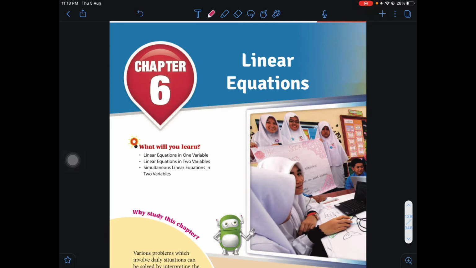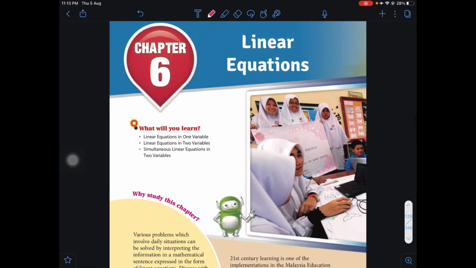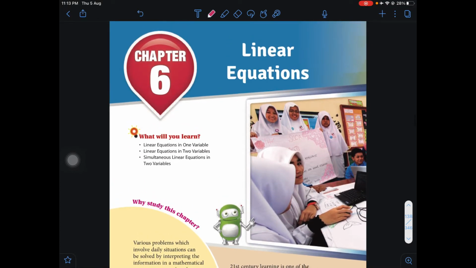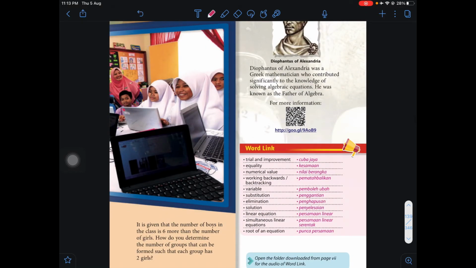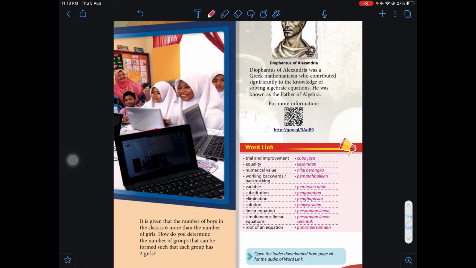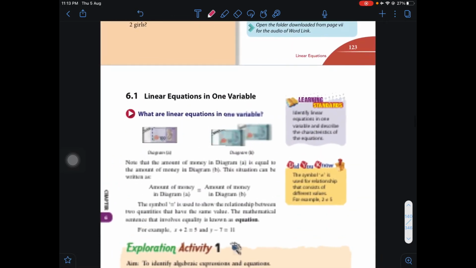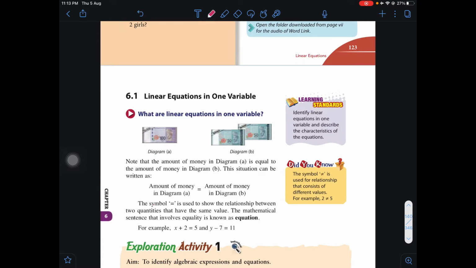So today we will continue a new chapter, chapter 6, which is linear equation. Basically, this chapter is a continuation of the previous chapter, chapter 5, which is algebraic equation. In order to understand this chapter better, you need to master, or at least understand, the concept of the previous chapter, chapter 5. So, linear equation in one variable.